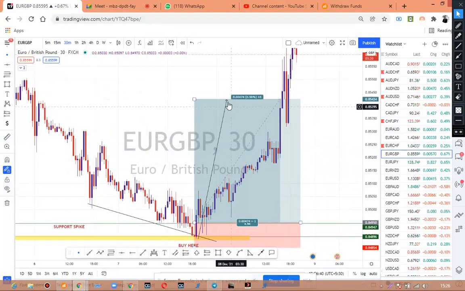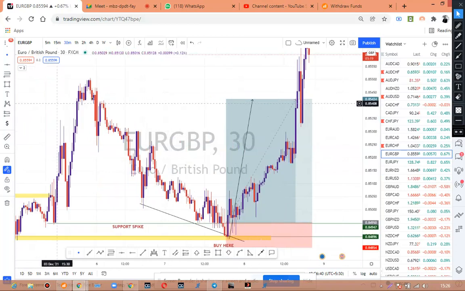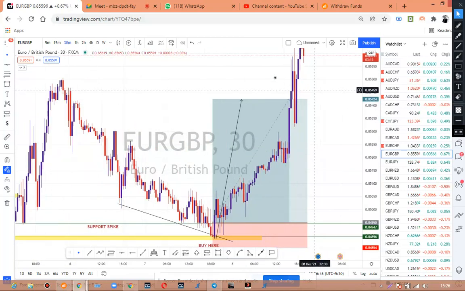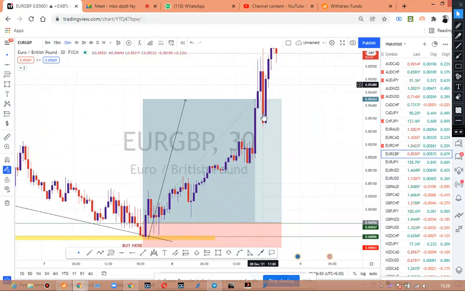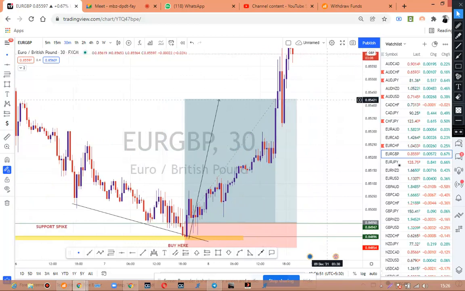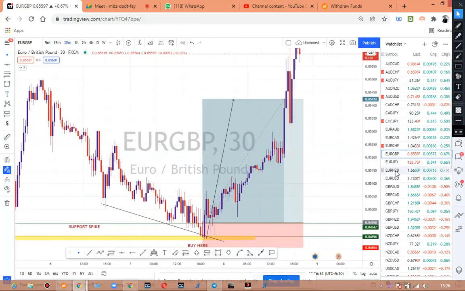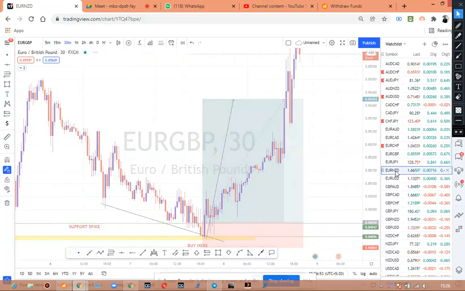So the take profit level was here because I was eyeing the next supply zone, and the market did break the supply zone, but the market respected it after. That is why we have this strong selling pressure. So the next trade which we took was Euro NZD.